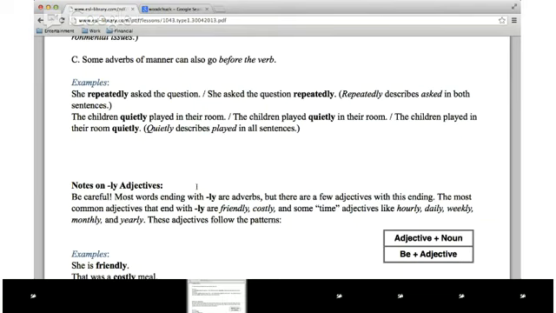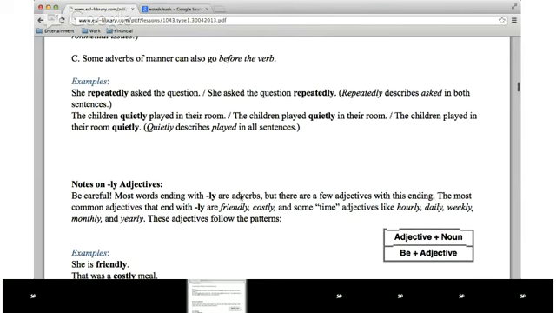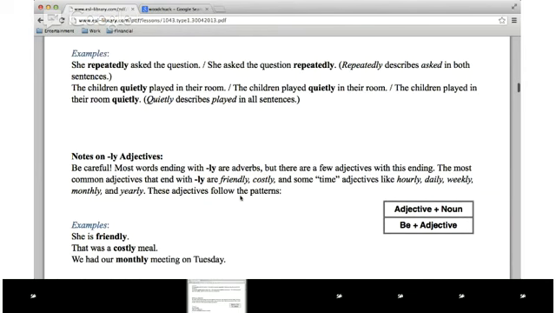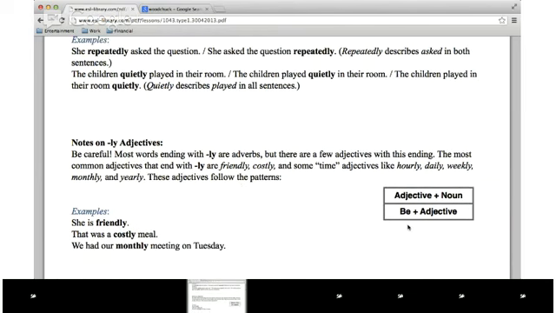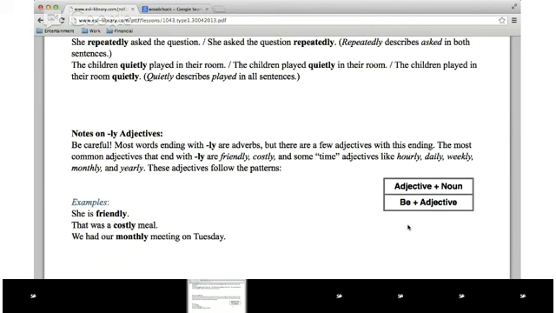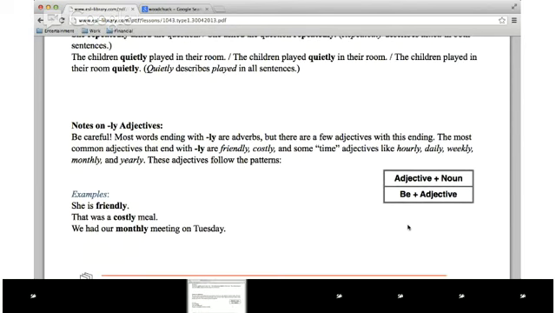These adjectives follow the patterns: adjective plus noun, be plus adjective. Example: She is friendly. That was a costly meal. We had our monthly meeting on Tuesday. Good. So here, this is talking about any form of the verb to be plus the adjective, and then adjective plus noun.